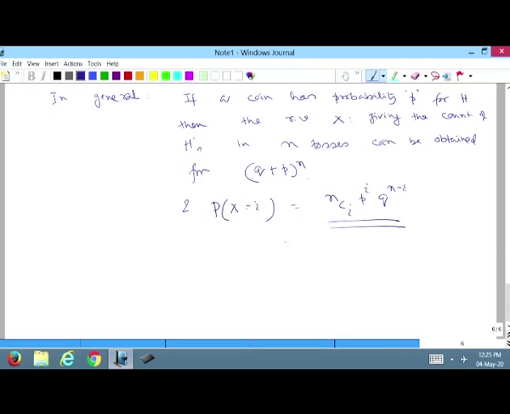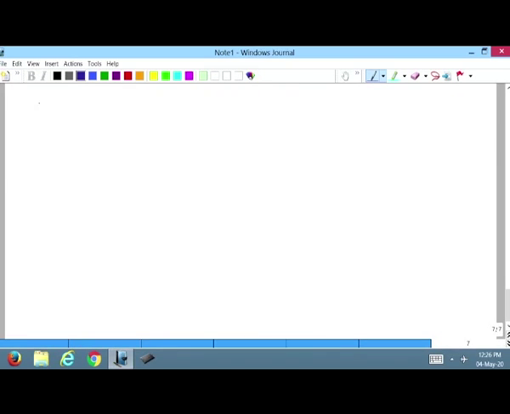This is called the distribution or probability mass function for binomial distribution with parameters n and p, which we often write as binomial n, p. So, let us solve a few problems.